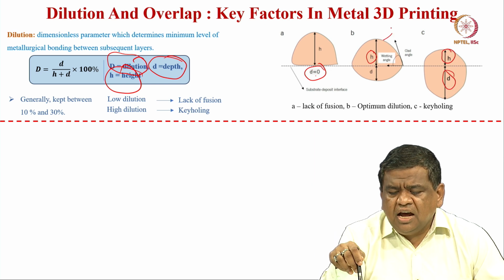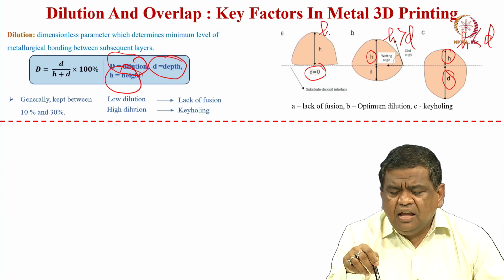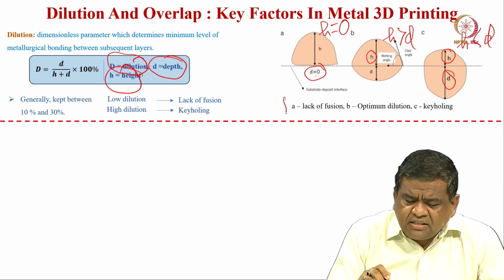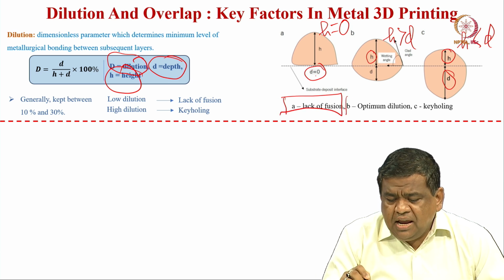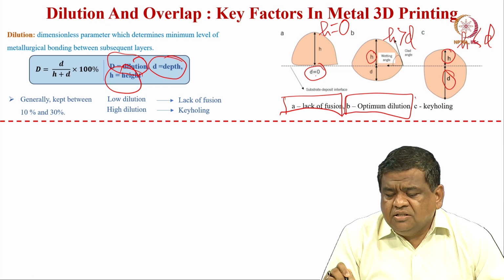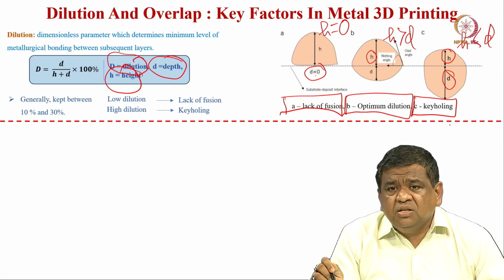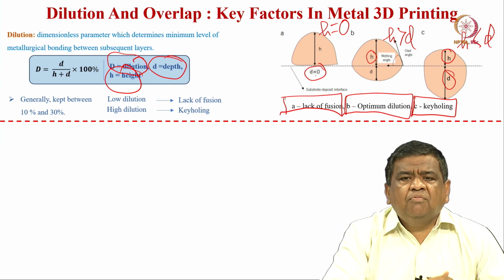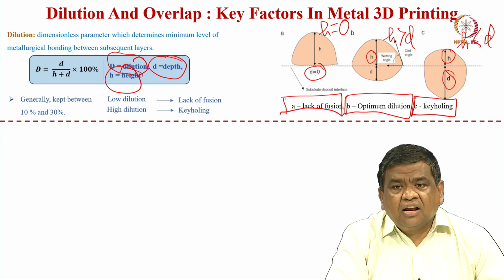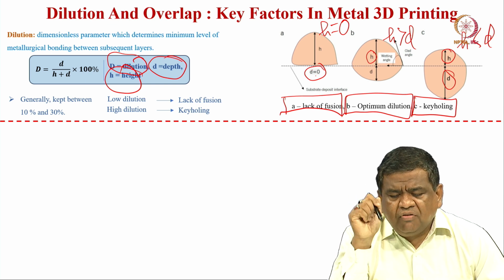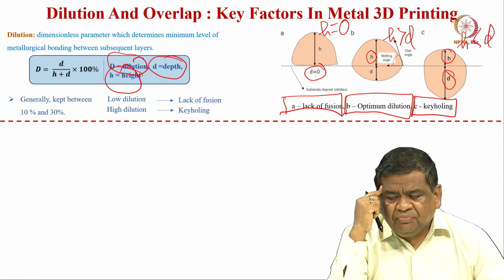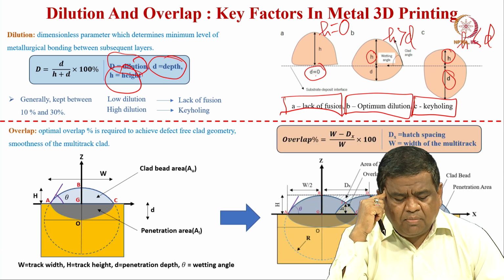There are three cases here: H is 0, H is less than D, and H is greater than D. A is the case for lack of fusion, where there is absolutely no fusion of the substrate. B is the case for the optimum dilution, and C is the case for keyholing, where the depth is very large and keyholing-type defects can result from that combination. So I repeat: H is 0 is the perfect example of lack of fusion defect. H much less than D is the case for keyholing. H greater than D is the optimum dilution.